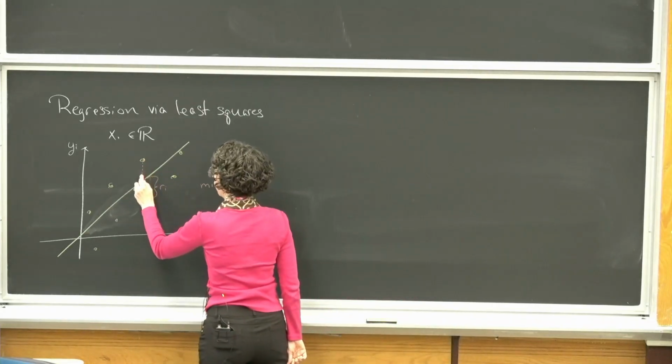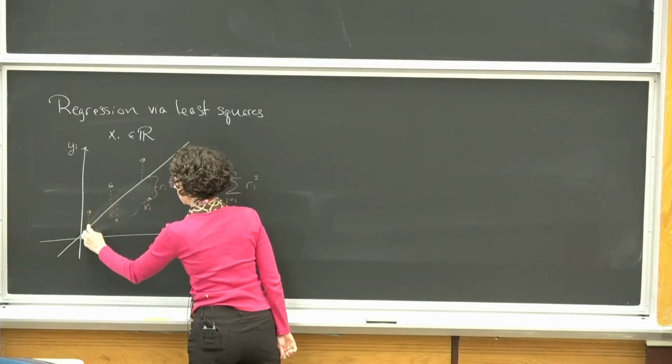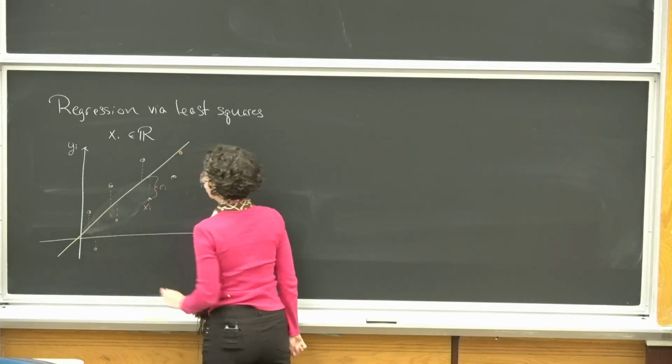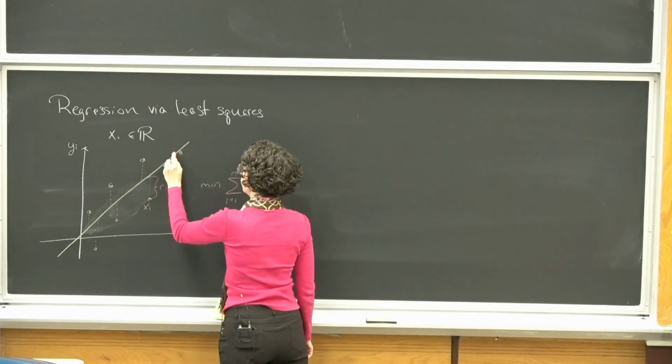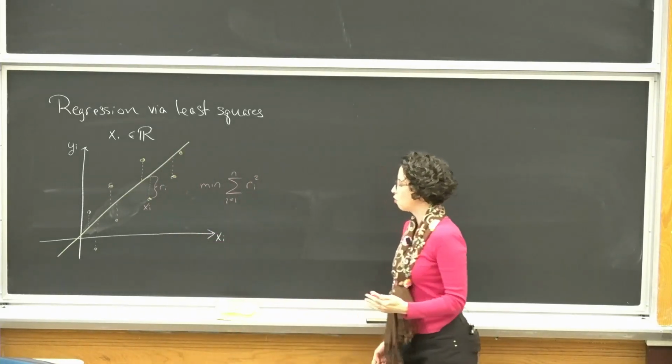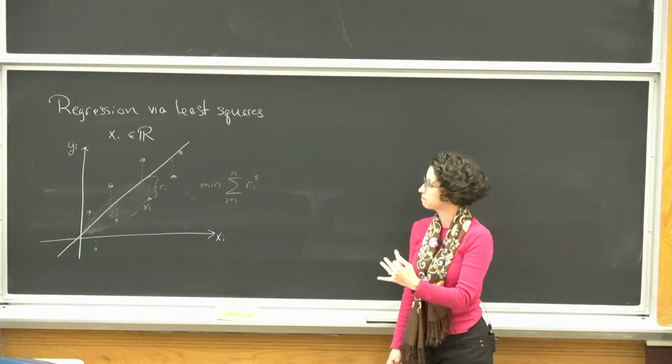And so for each point, we would have this squared residual, measuring how close the y label for our training sample was to the predicted y label given by this regression, this green line.